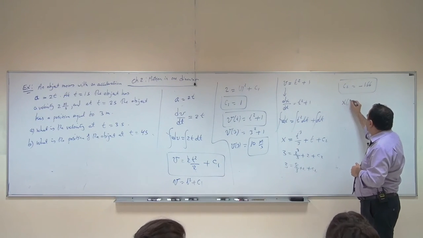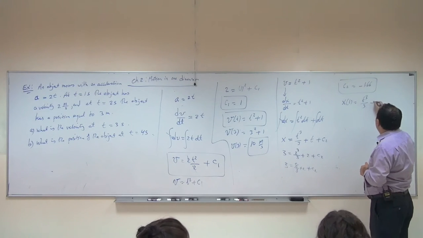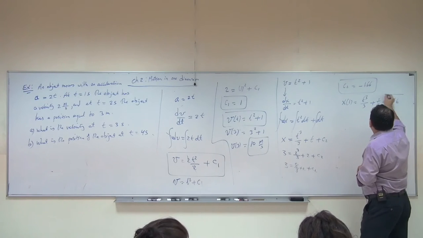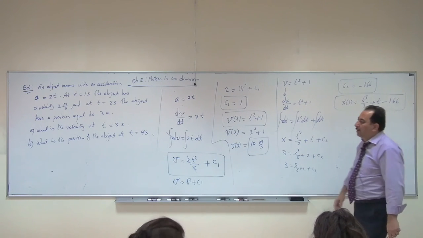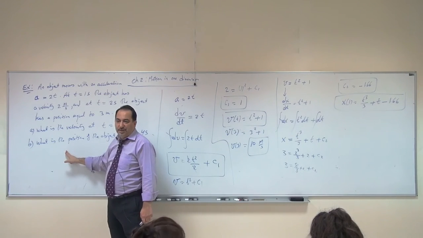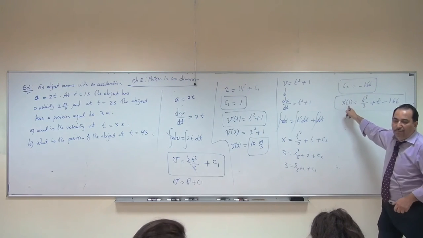X equals t cubed over 3 plus t minus 1.66. This is the position time function, complete. What do I need now to evaluate? At t = 4, what is the position? So I put t equal to 4.